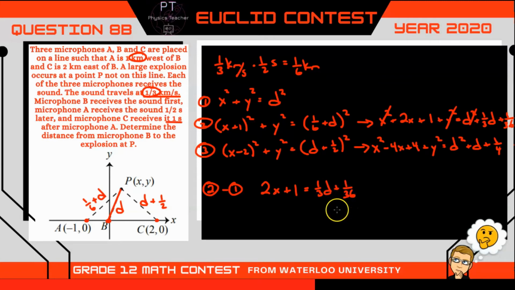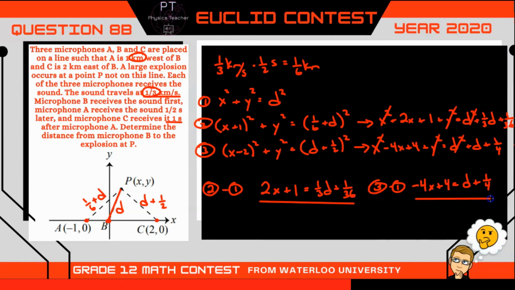Now I'm going to do the same where I subtract the first equation from the third. So I'm going to do 3 minus 1. And a similar thing is going to happen. Our x squared and y squared terms are going to go, as well as our d squared term. So now we're left with minus 4x plus 4 equals d plus 1/4. Now I'm left with two equations with two unknowns, x and d.